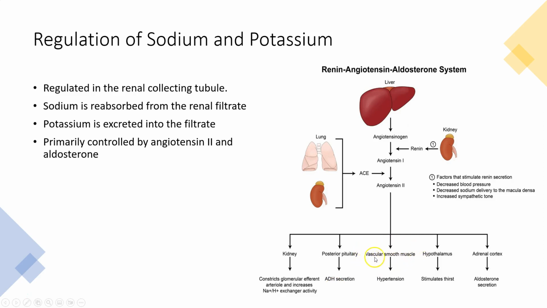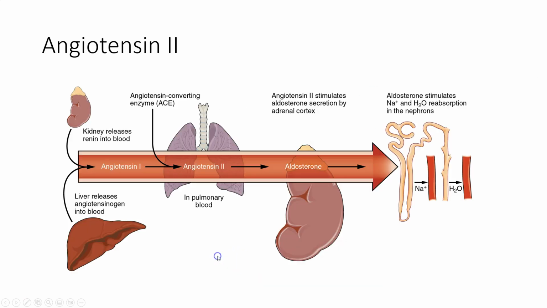Angiotensin II can constrict the vascular smooth muscle, increasing blood pressure. Over the long term, though, that can cause high blood pressure or hypertension. Angiotensin II can also go to the hypothalamus and make us thirsty. And then what we're going to focus on here, angiotensin II travels to the adrenal cortex, and it is going to stimulate the secretion of aldosterone.